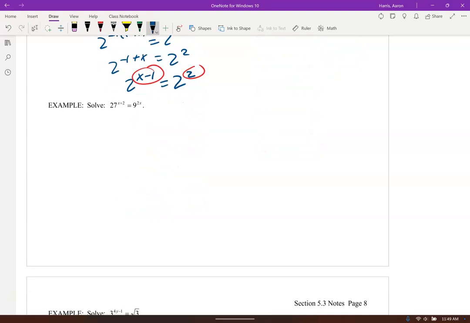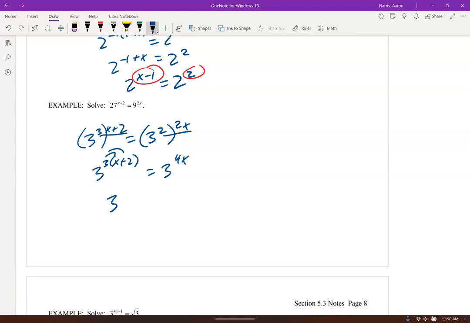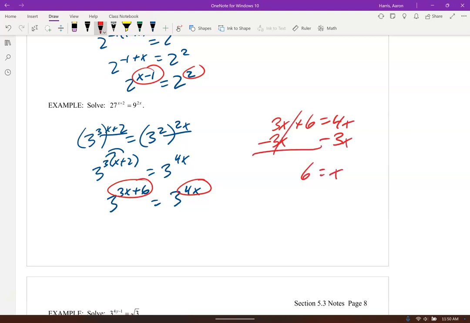27 and 9. So hopefully you're thinking to yourself, well, 27, I can make that a base 3. I can make 9 as 3 squared. 27 is 3 to the third. So now let's multiply. I got 3 to the 3x plus 2 over here. I got 3 to the 2 times 2x, 4x. So I got 3 to the 3x plus 6 equals 3 to the 4x. So I'm like, oh, exponents got to be the same. 3x plus 6 got to equal 4x. Solve for x. Looks like my x must be 6 for this one.